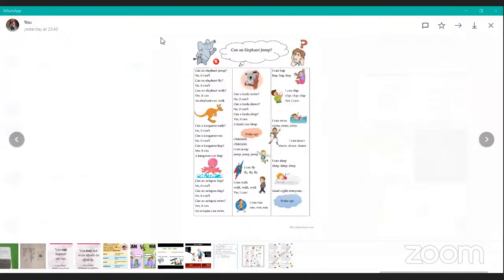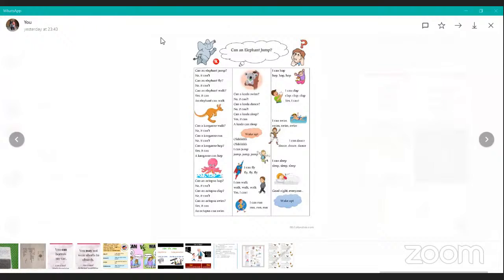Right, there's a nice bear. Can a koala swim? No, it can't. Can a koala dance? No, it can't. Can a koala sleep? Yes, it can. A koala can sleep. We know koalas love to sleep, right? Wake up. Now these days, right, you also do these things.